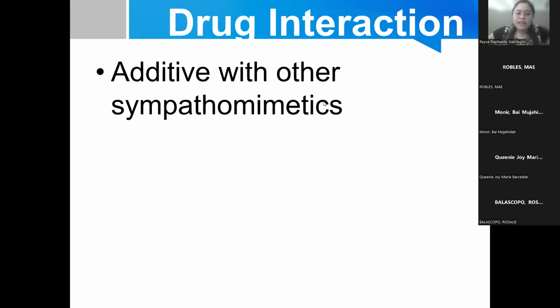Now, for drug interactions of dobutamine, it is just additive with other sympathomimetics. Like my example earlier, during a heart attack, the patient is first given epinephrine in emergency cases where they cannot find a heartbeat for the patient. And then, dobutamine is just additional to the epinephrine.